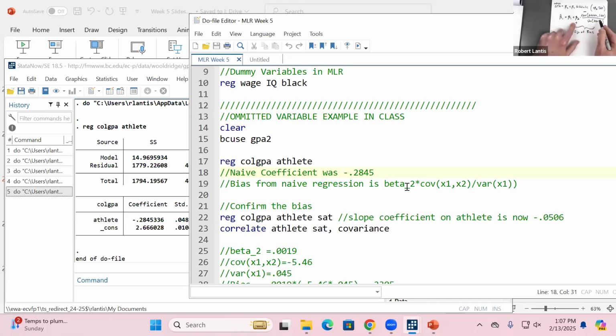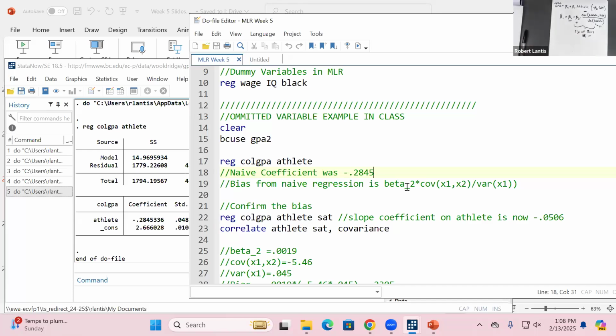Positive times a negative. What is my variance? My variance is always positive, right? So my bias would be positive times a negative over positive, which would be negative. I'm thinking of another example. So the estimate I see of negative 0.28 is going to be too low, right? It's going to be a larger negative value than what the true effect likely is of being a student athlete.